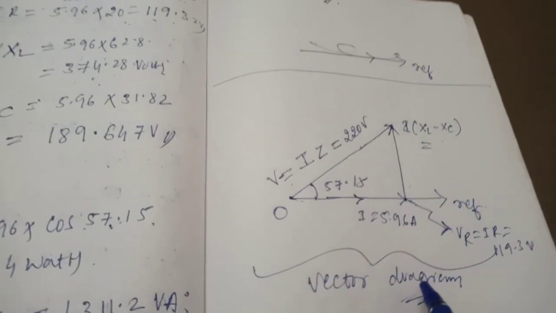Okay, hope you have understood. This is the phasor diagram, or the vector diagram, you can call it. Next, the 9th problem is also over. We shall see the 10th problem.